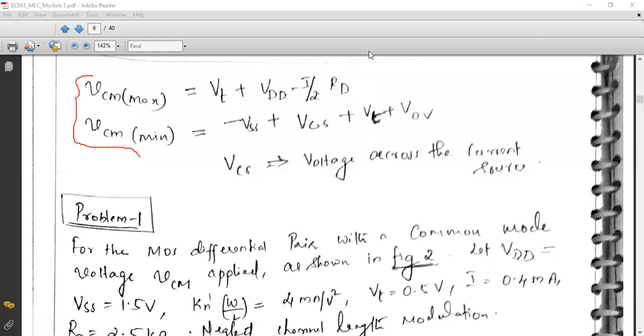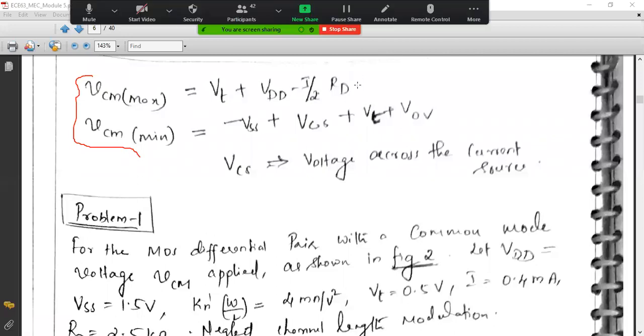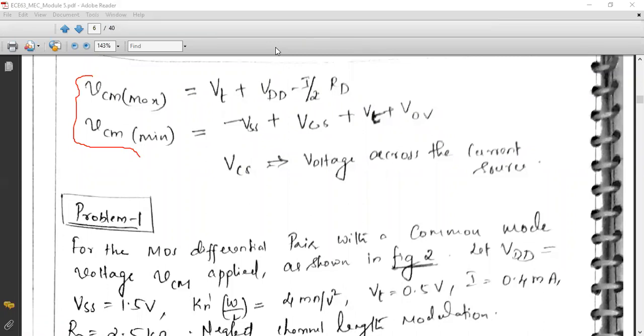And why is the output exactly equal to zero? Because the current splits equally among the two transistors, and because of that, the drain voltages appear to be the same. So VD1 is equal to VD2, and therefore the output is equal to zero. And please understand that the output is double-ended. Double-ended in the sense one probe will be connected to the drain terminal of one transistor, and the second probe will be connected to the drain terminal of the other transistor. That is called double-ended.